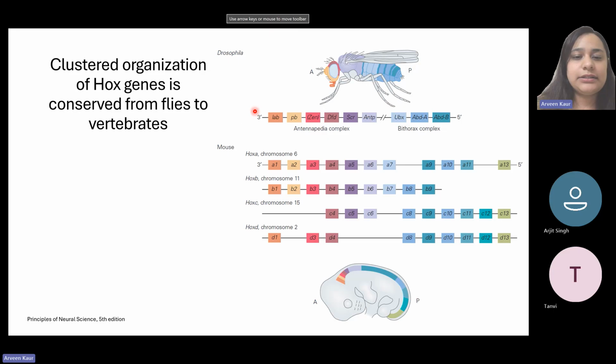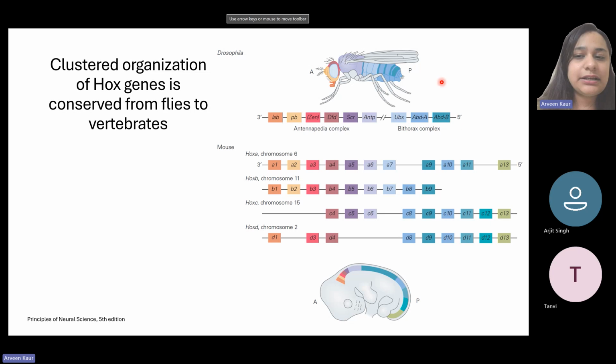So let us look at the organization of these Hox genes a little more. The clustered organization of Hox genes is conserved from flies to vertebrates. Flies are invertebrate animals, so they do not really have a spinal cord, while vertebrates do have a spinal cord. Over here, you can see that the overall pattern of expression is similar. The pattern has been represented by colors, so the homologous Hox genes have been color coded.